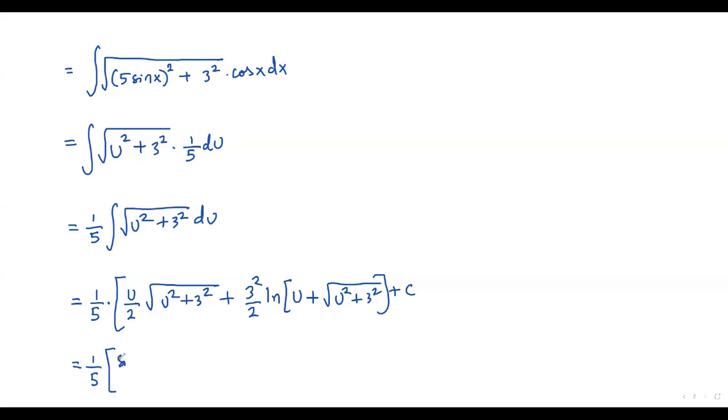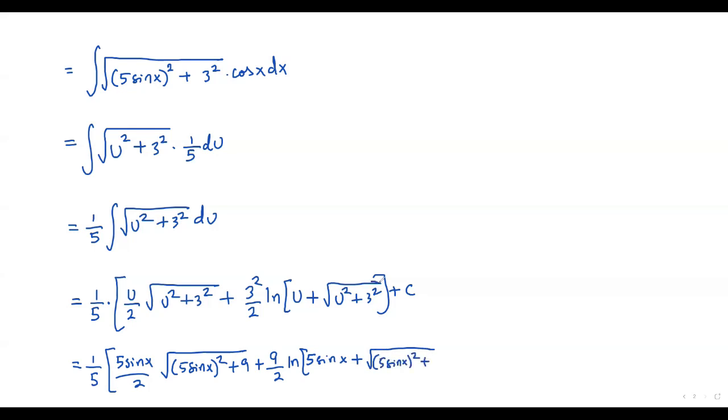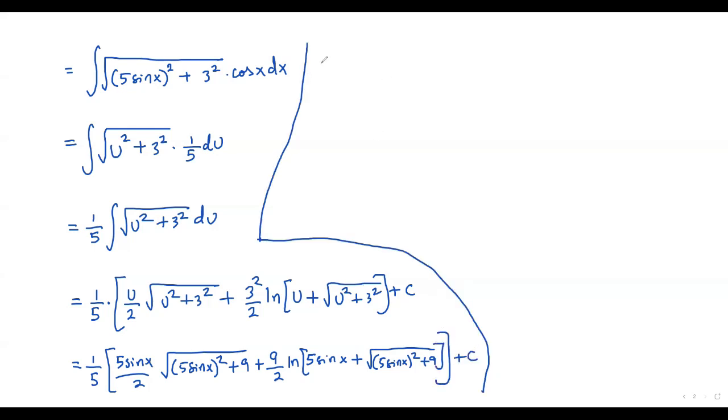So 5 times sin x over 2 times the square root of, for this u square also I have to plug in 5 times sin x the whole square, positive. We can evaluate this 3 square, its value is 9, positive. So here also the value of 3 square is 9, over 2 times the natural logarithm of, for this u also we can plug in 5 times sin x, positive the square root of 5 times sin x the whole square, positive. So the value of this 3 square is 9. Okay, positive c. Let's do the simplification.